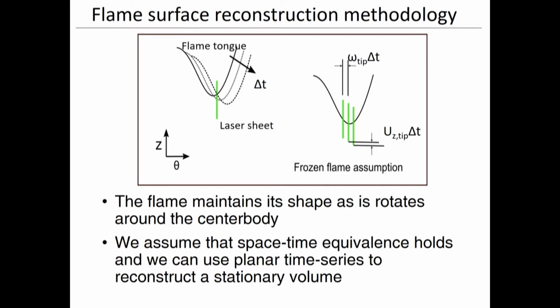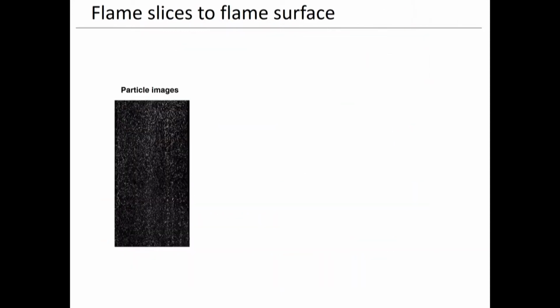Now, you have to think about how you chop it, because you have to translate your laser sheet by these convection distances, and we get that. We know from the luminescence imaging what the velocity of the tip is and the angular velocity of the tip. So we're able to use space-time equivalence to reconstruct, in a sense, the three-dimensional velocity field around the cylinder.